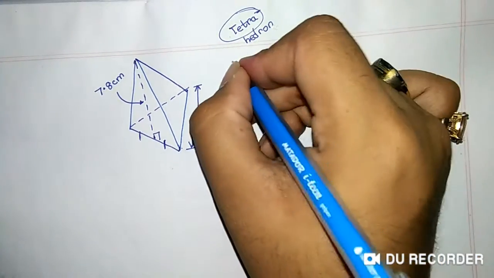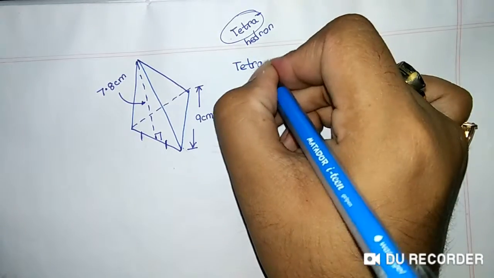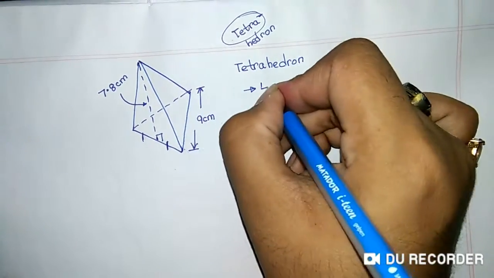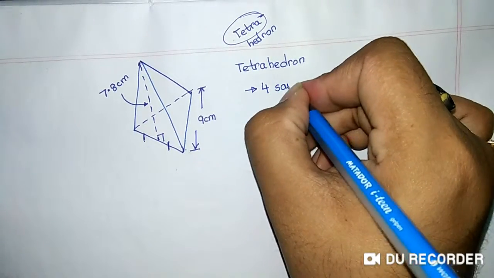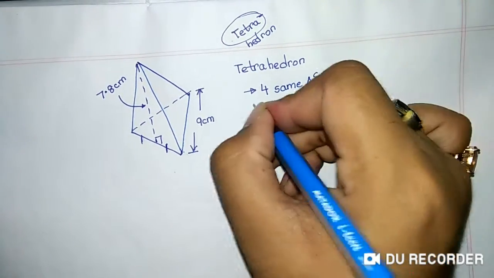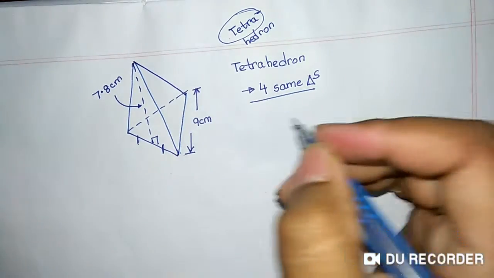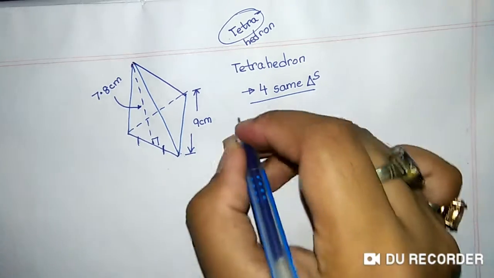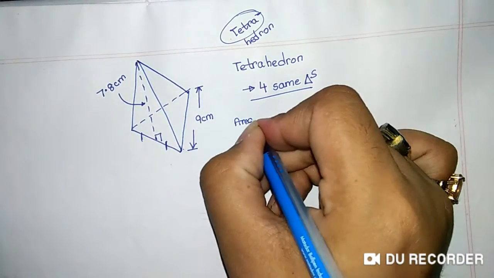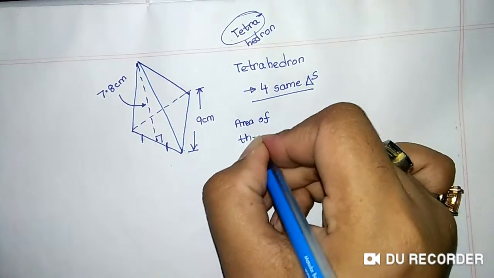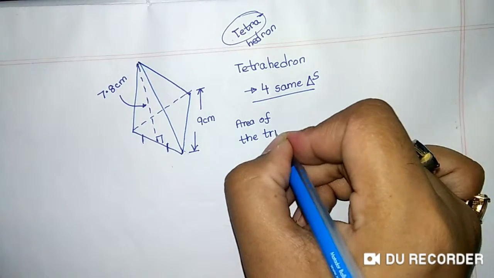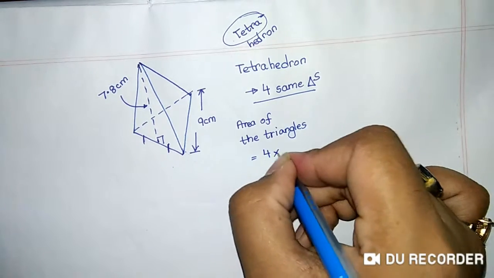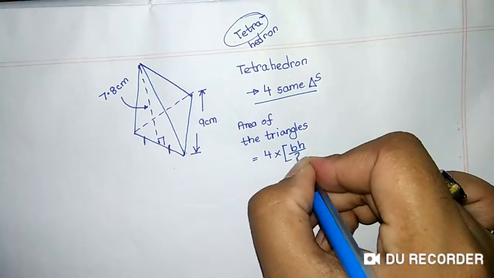So in a tetrahedron, always remember one important fact, and that important fact is it is made up of 4 same triangles. So you do not need to worry, just figure out the base of the triangle and the height of the triangle, your math is done. So the area of the triangles, if we want to write it down together, is gonna be 4 times base times height over 2.